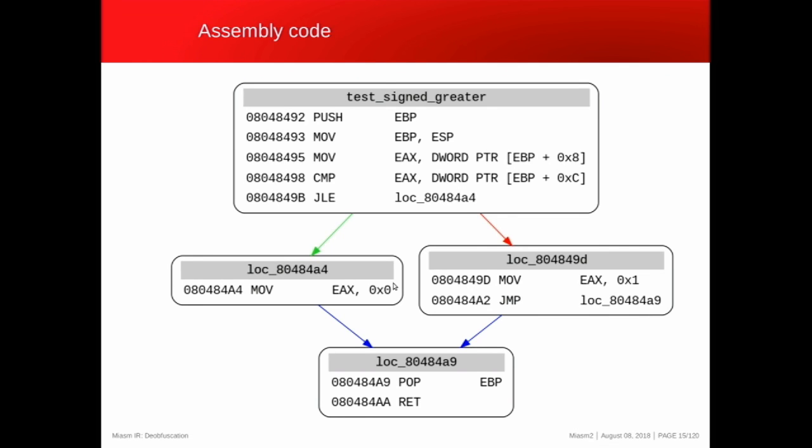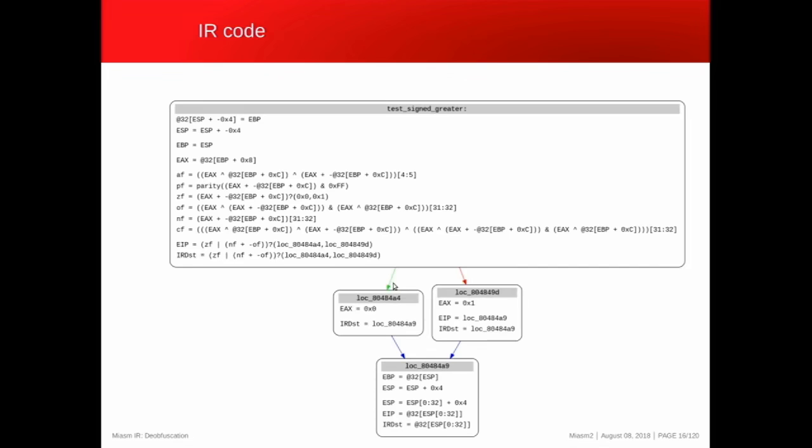When we translate this code into intermediate language, it's a bit more complicated here. You can see that we can recognize the push EBP here. We have the move ESP in EBP, and we have a bunch of equations of all the E flags, which is a bit complicated. So we have the jump comparison with jump less or equal, which has its own equation here, and the assignment of EAX and the result here.